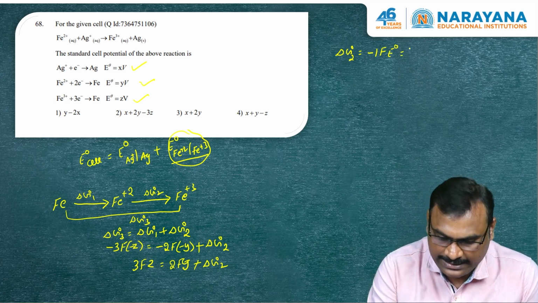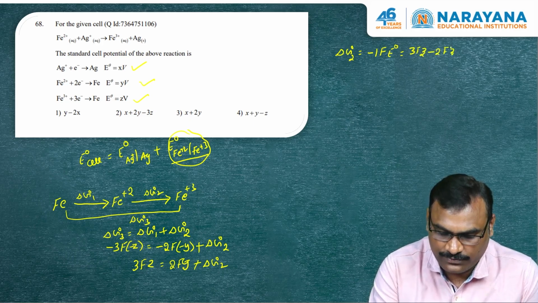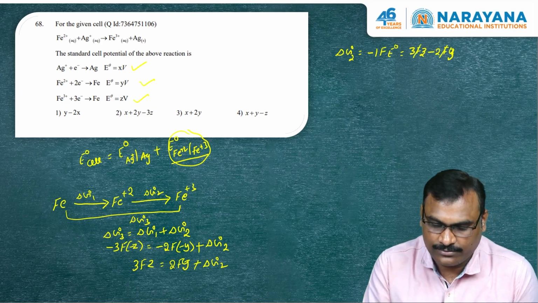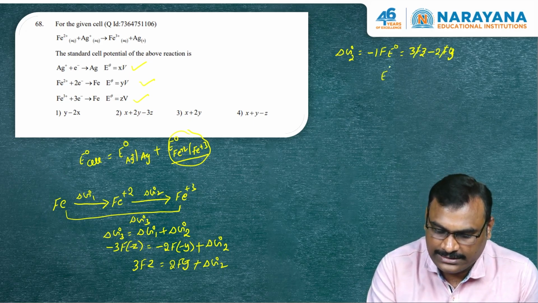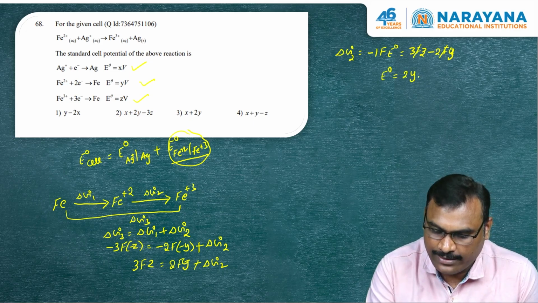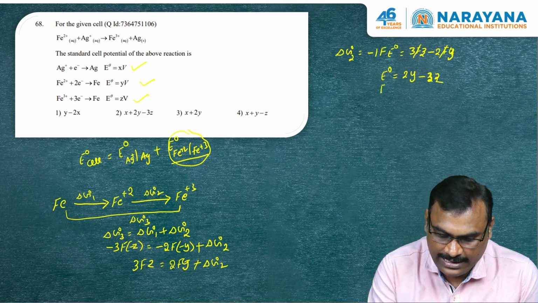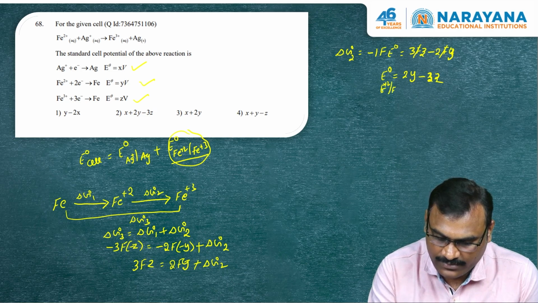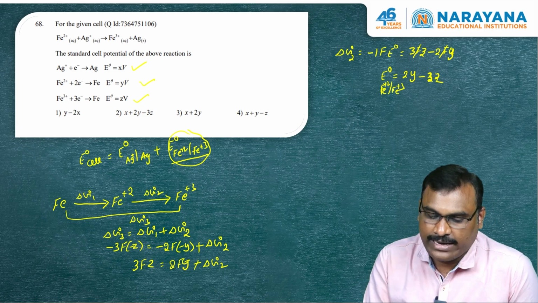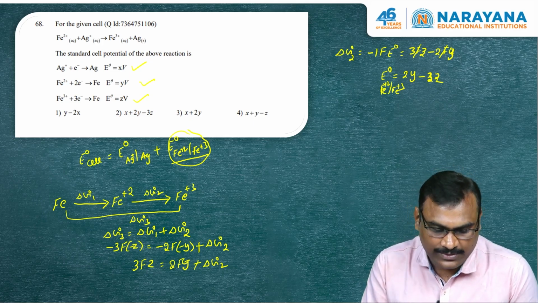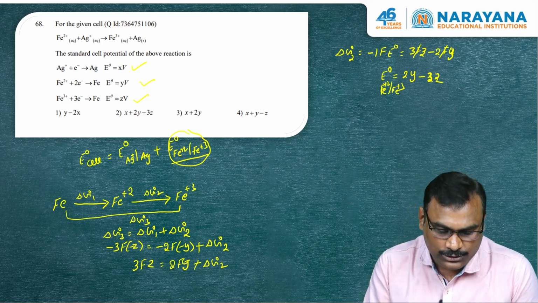Delta Z naught, that is 3FZ minus 2FY, that is F gets cancelled. That is E naught is equal to 2Y minus 3Z for Fe plus 2 to Fe plus 3. So, I got finally 2Y minus 3Z as Fe plus 2 to Fe plus 3.